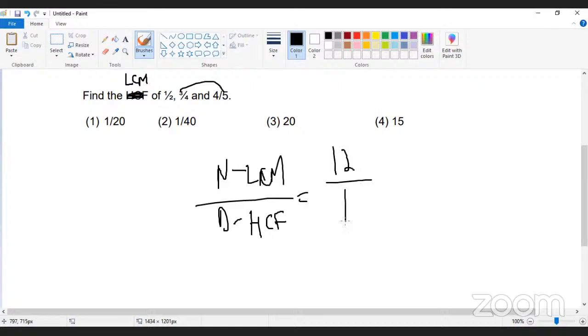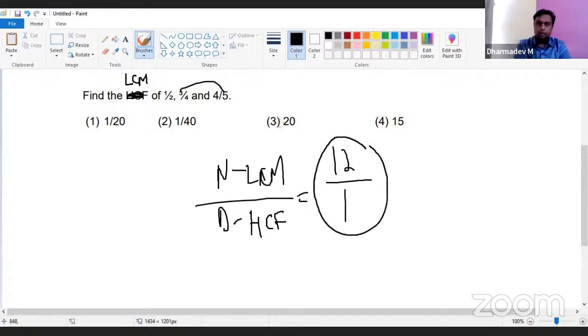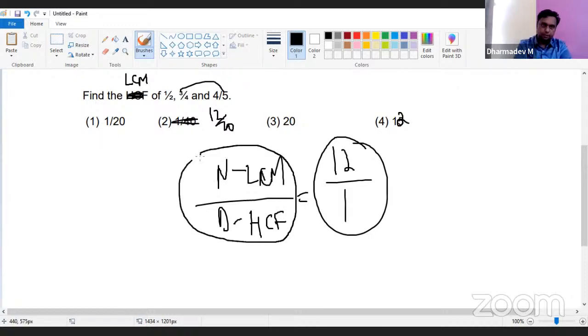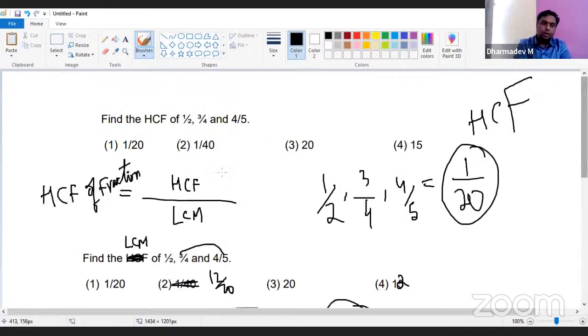2, 4, 5. HCF is 1 only. So 12 upon 1. So the option, we can have either 12 or 12/20. Okay. So when I say find the LCM, numerator LCM, denominator HCF. The same case, when I say HCF, numerator HCF, denominator LCM.